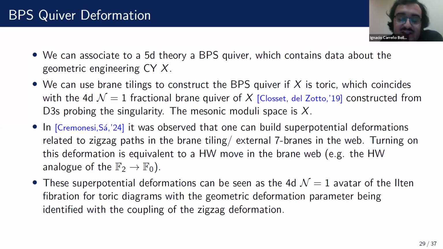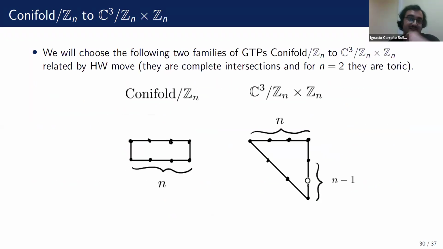When this identification is done by identifying the geometric deformation parameter with the coupling of this so-called zigzag deformation. So this is the map that we claim. So we are going to test this hypothesis by considering these two families of GTPs. So we have, for example, the conifold mod Zn over here. So we have this toric diagram, which is n times the conifold, and this orbifold of C3.